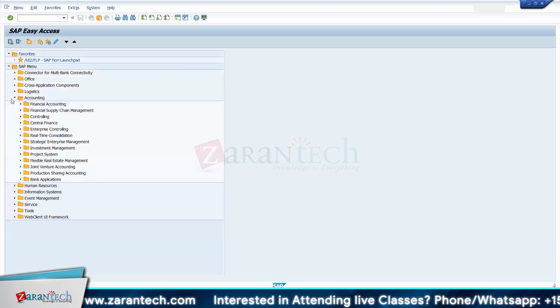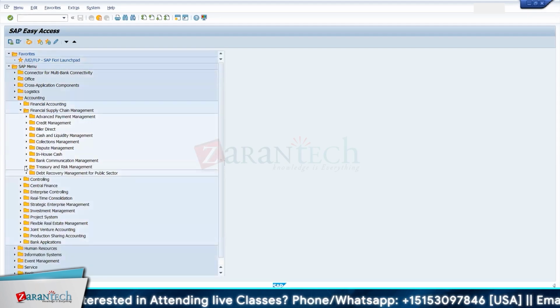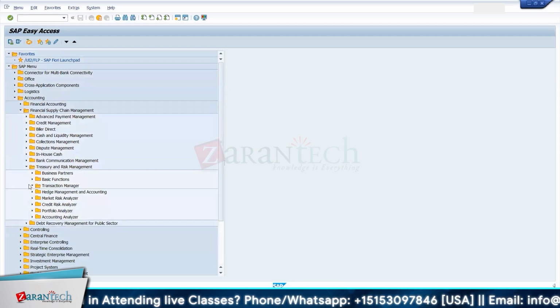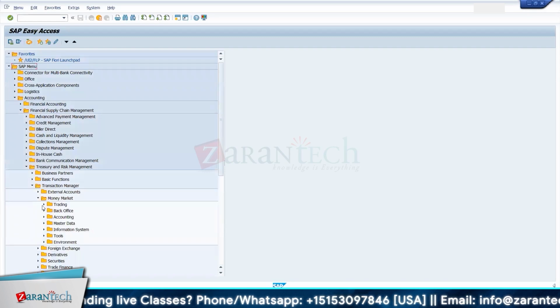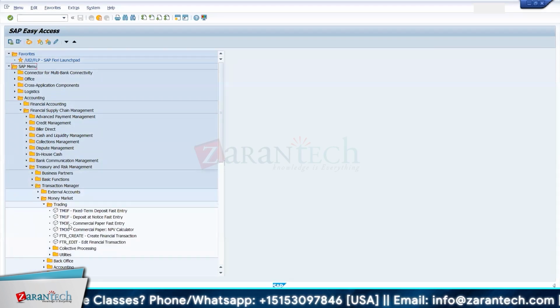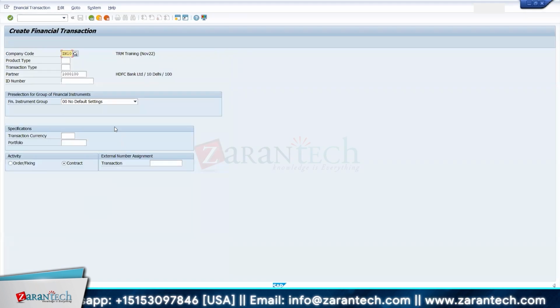Okay, so I'll go to the SAP Easy Access, and I'll go to accounting, financial supply chain management, treasury and risk management. I'll go to transaction manager, money market, trading. Here I can use all these transaction codes, but I prefer to go to FTR_create. Okay, so let's use this transaction. You can see that to create any treasury transaction in SAP, we can use the FTR_create transaction, wherein the first thing you have to give is the company code.